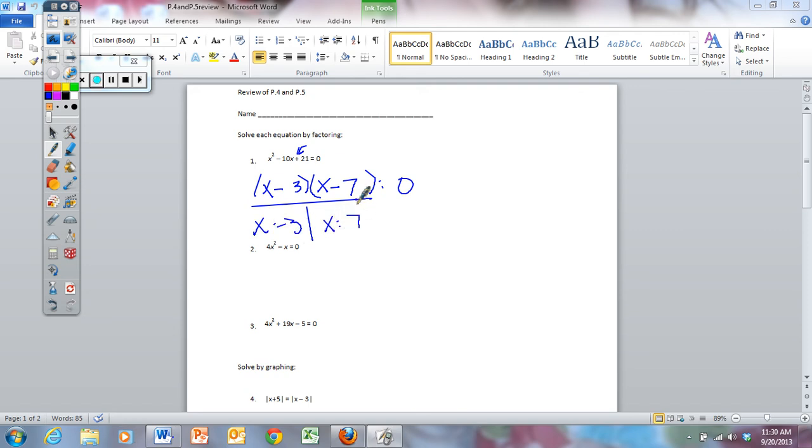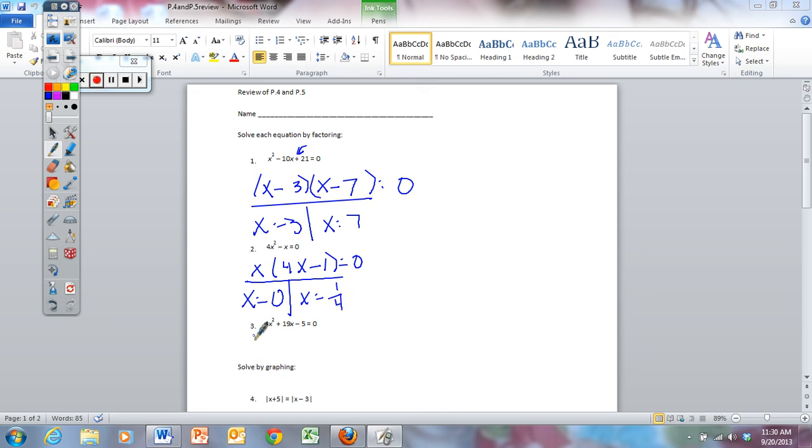That's all you do. For this one, it's a binomial, but there's a GCF. So you factor out an x, and you're left with 4x minus 1 equals 0. x equals 0, x equals 1/4.